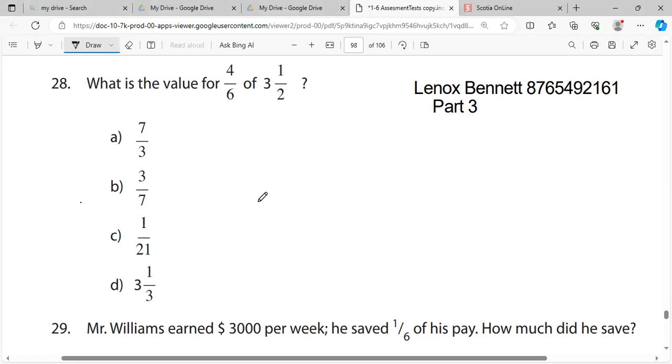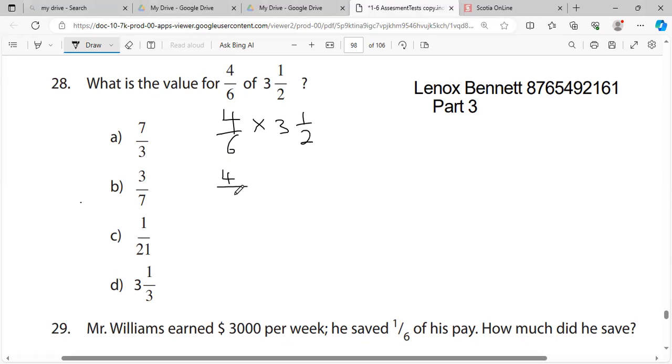Alright, let's go. It says, what is the value of 4/6 of 3.5? Of course, "of" means to multiply. So we can say 4/6 times 3.5. Basically, we're going to make the conversion. We could easily break this down to 2/3, but I'm just going to work with the 4/6 just to see.